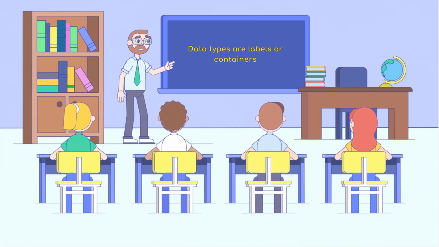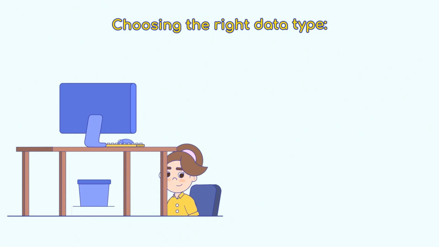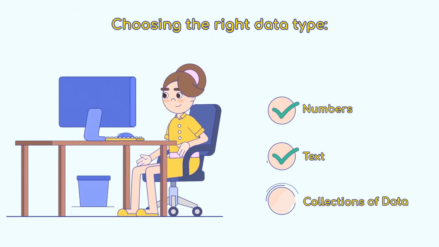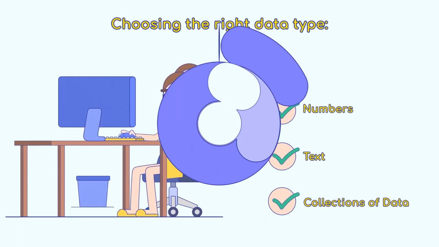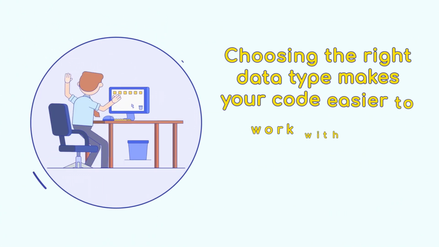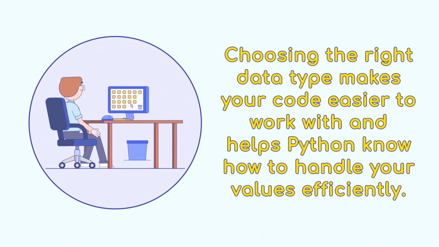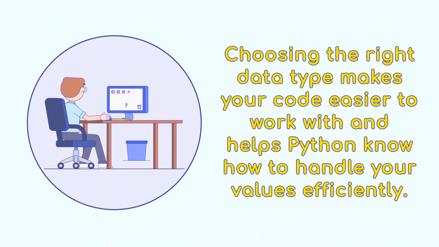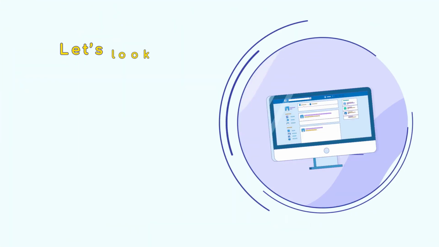In Python, data types define the kind of value a variable holds. Think of them like labels that help Python understand if you're working with numbers, text, or even collections of data. Choosing the right data type makes your code easier to work with and helps Python know how to handle your values efficiently. First up, let's look at integers.